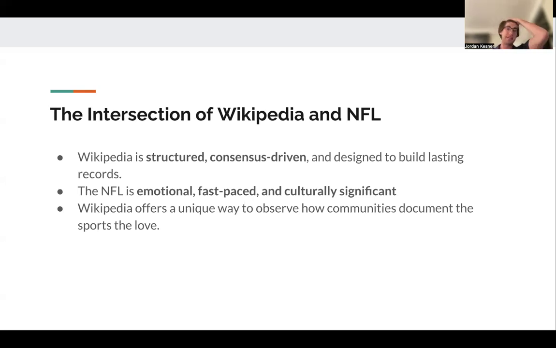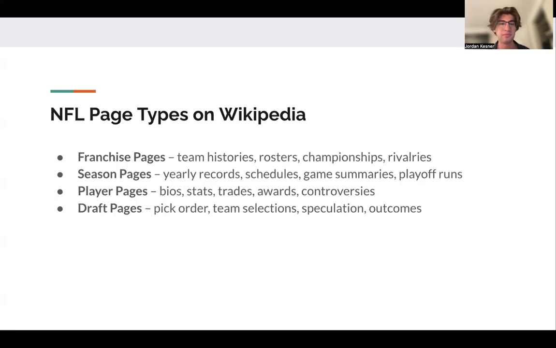Looking at the intersection of Wikipedia and the NFL, Wikipedia is a structured, consensus-driven platform, and the NFL is emotional, fast-paced, and very culturally significant. So Wikipedia offers a unique way to observe how different communities document the sports that they love, specifically in the context of the NFL.